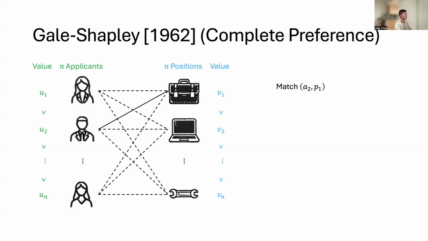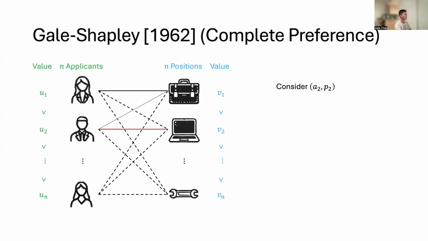In the next step, let's say the algorithm chooses A sub 1. And similarly, P sub 1 is also the most preferred position of A sub 1. But in this case, P sub 1 is already matched to A sub 2. However, it prefers A sub 1 to its current match. So P sub 1 will reject A sub 2, and the algorithm will match A sub 1 with P sub 1.